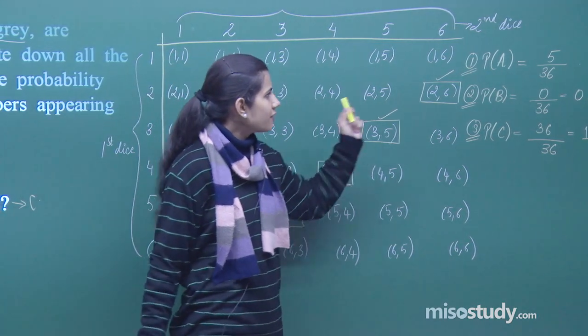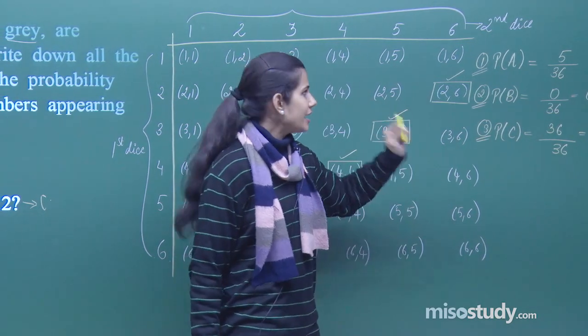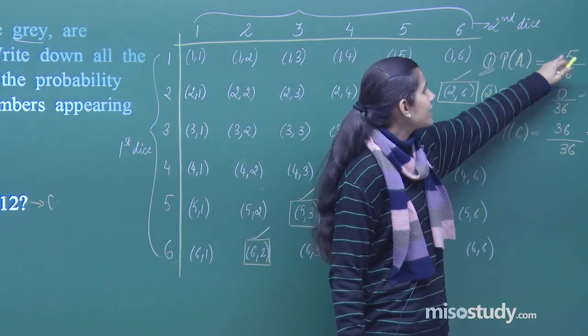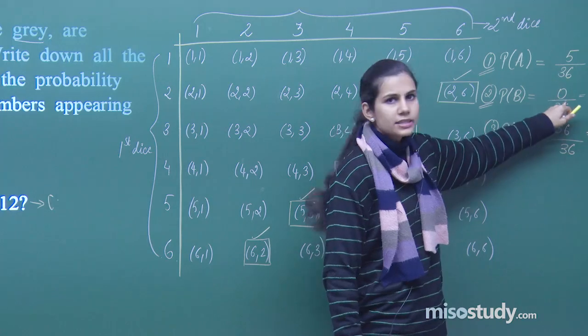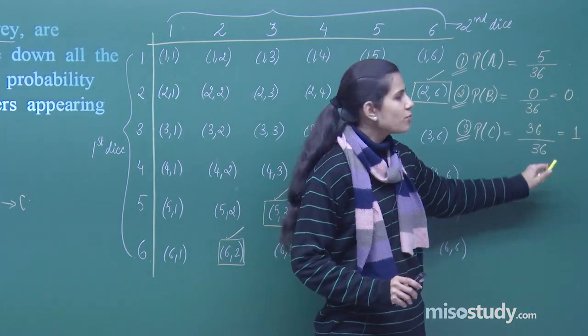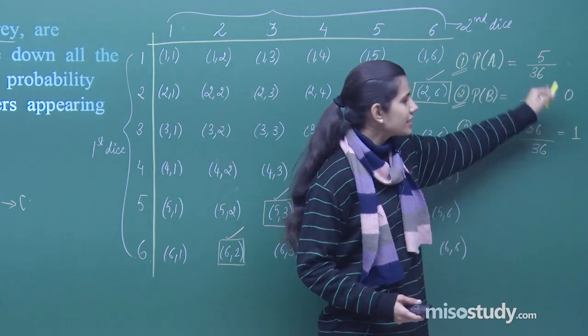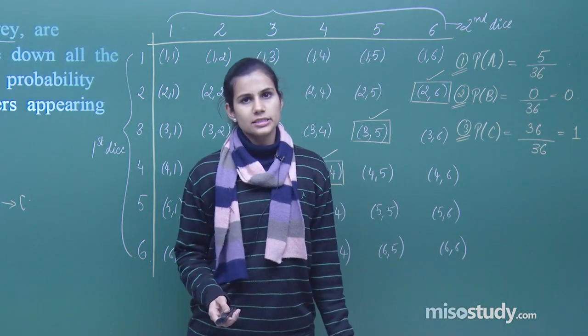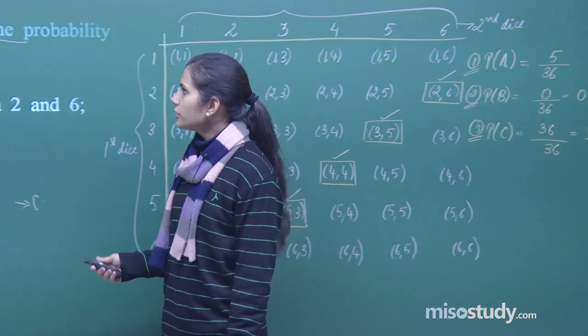Of course, you can define your events A, B and C. Write the number of favorable outcomes: to A is 5, to B is 0, and to C is all 36. These statements you can write, and the total number of possible outcomes is 36, and that is why you are getting these as the respective probabilities. Is it clear? Let's move to the next question.